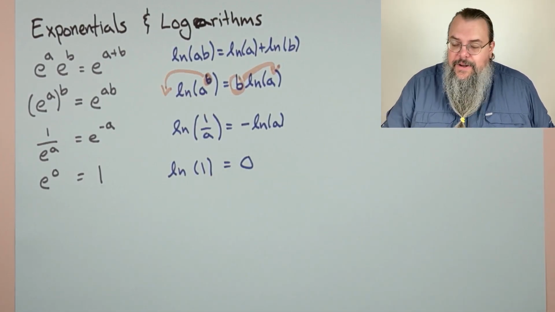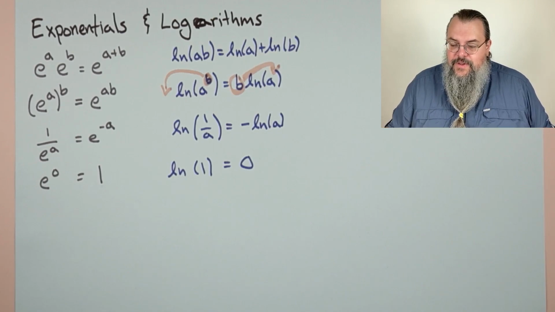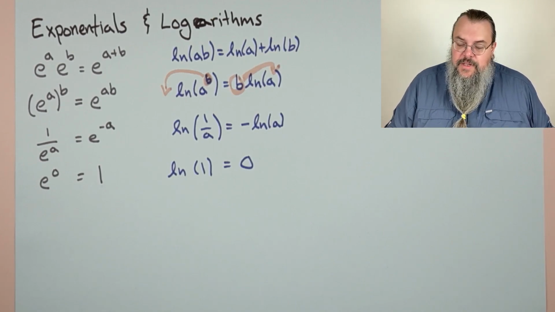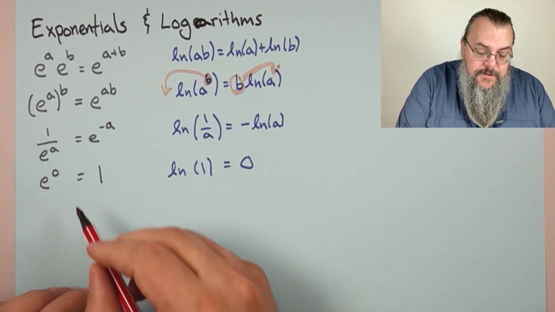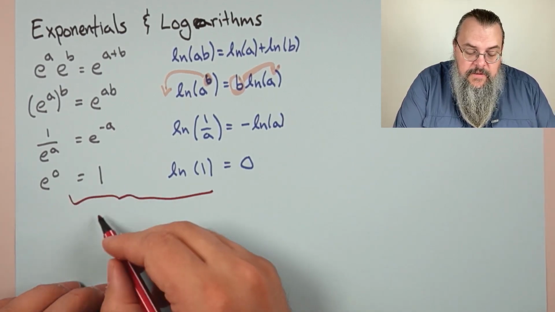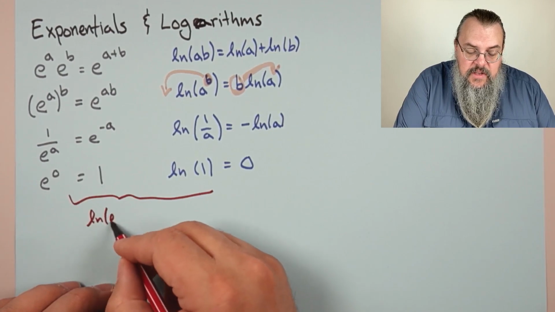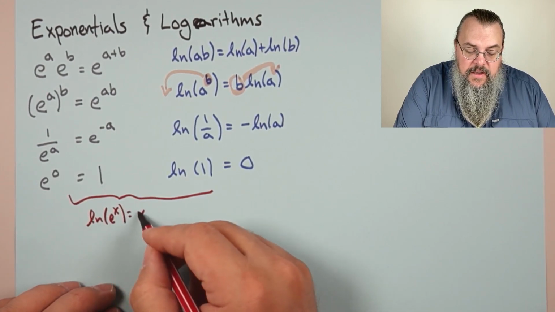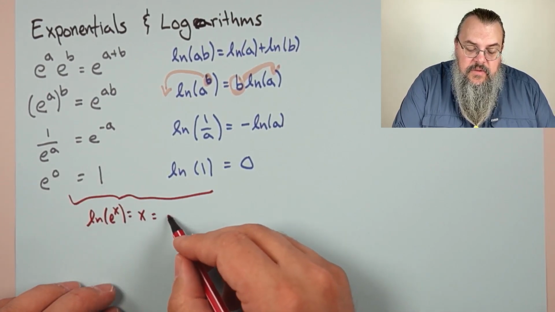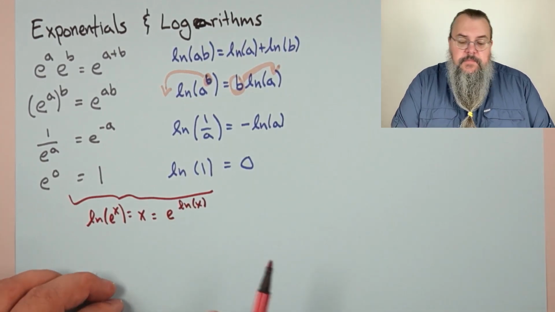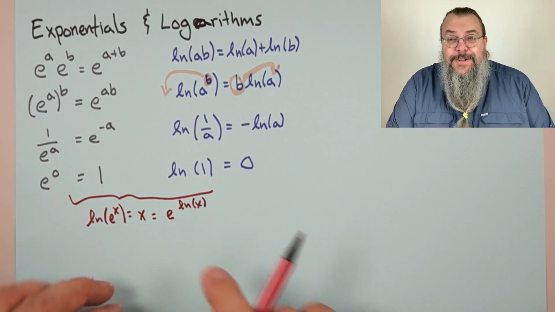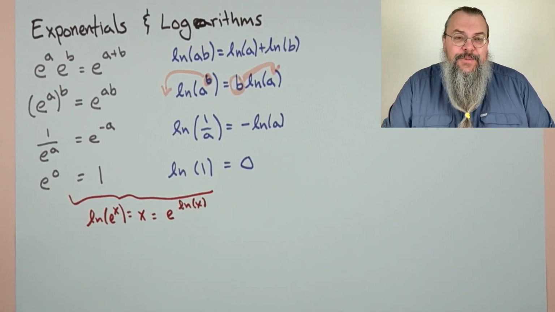Now, why are these two so closely related? We didn't write that down, but let's go ahead and say it. Namely, that they're inverses of each other. So we have natural log of e to the x is x, and that's the same as e to the log of x.